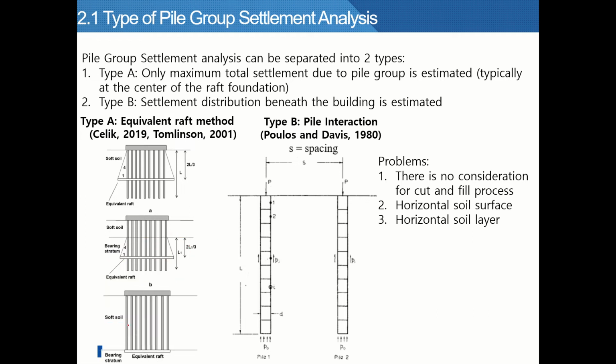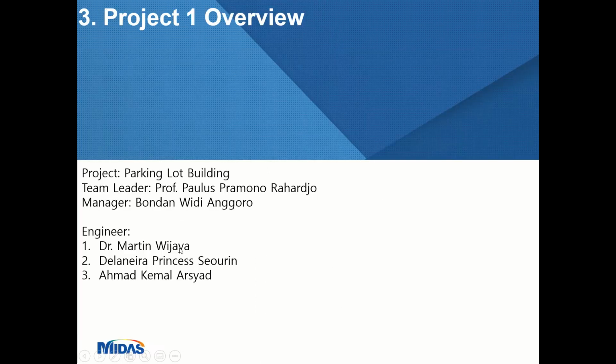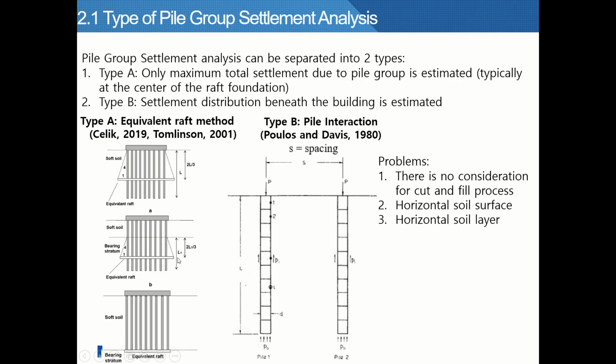And if we have basically end bearing piles, where the bearing stratum is much stronger than the soft soils, then we usually assume that the stress starts at the end of our piles. So this is basically the type A methods. Of course, there are some other methods, like empirical methods, to convert from single pile to pile group settlement.